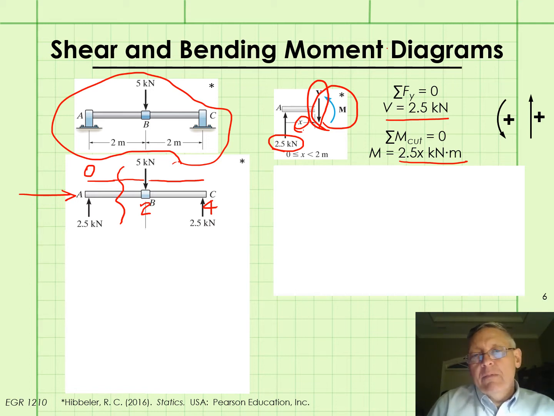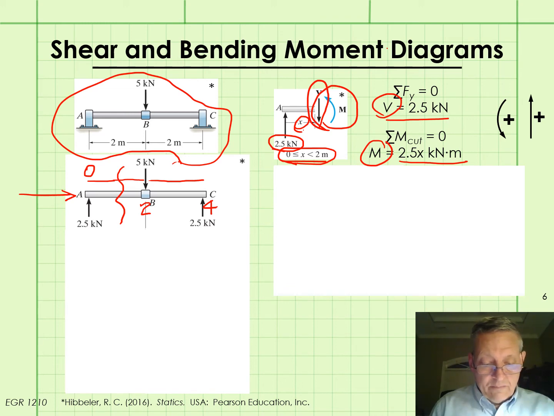And you usually label your free body diagram with the region of the beam, the segment of the beam that the functions V and M are good for. So these two functions, V and M, are the functions of V and M when x is greater than or equal to 0 and less than 2 meters.